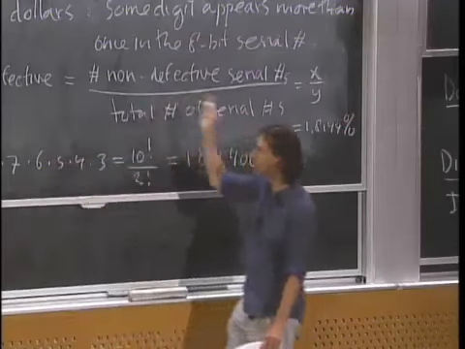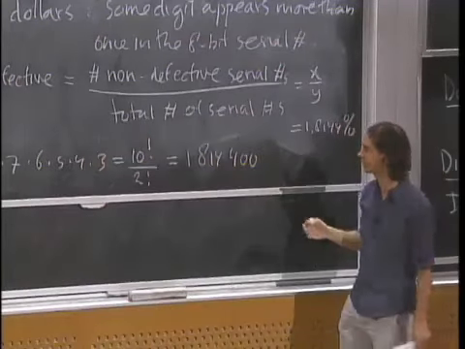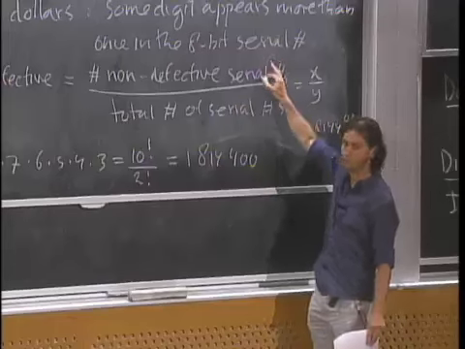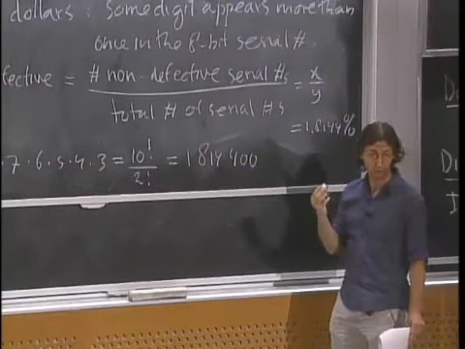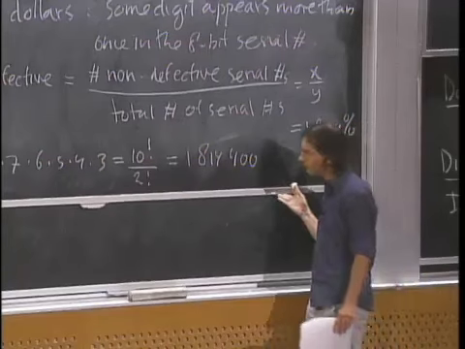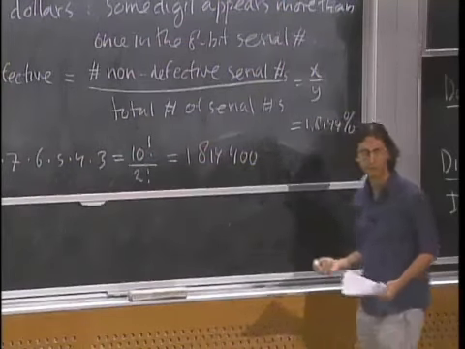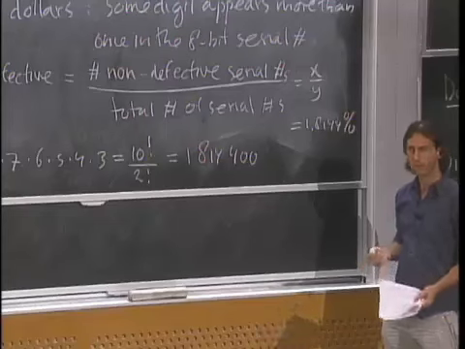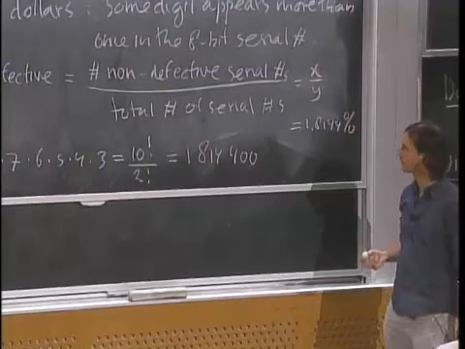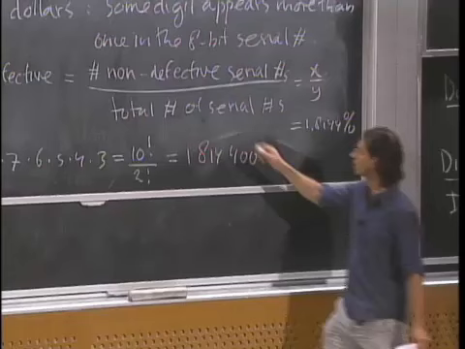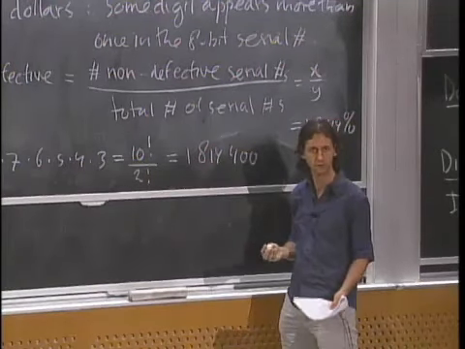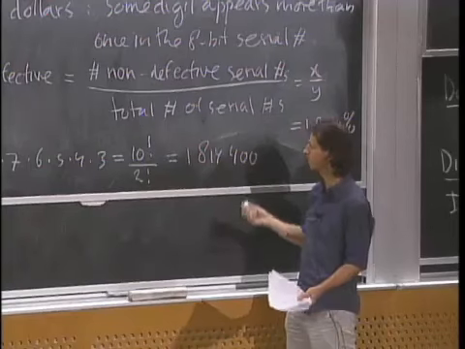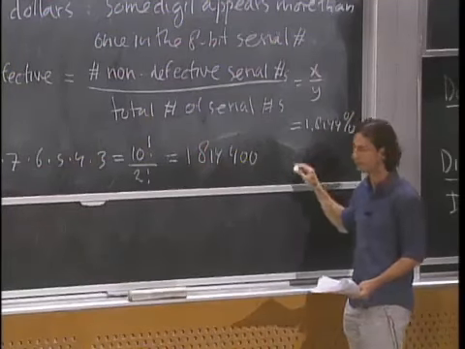So almost all the dollars are sort of defective. It simply means that they have the special property that some digit occurs more than once. So it's kind of interesting. We can already see that counting is sometimes a little bit counterintuitive, because if I see this particular property, I would at first think it's a very special property, but that's not true. It's very common, it turns out.